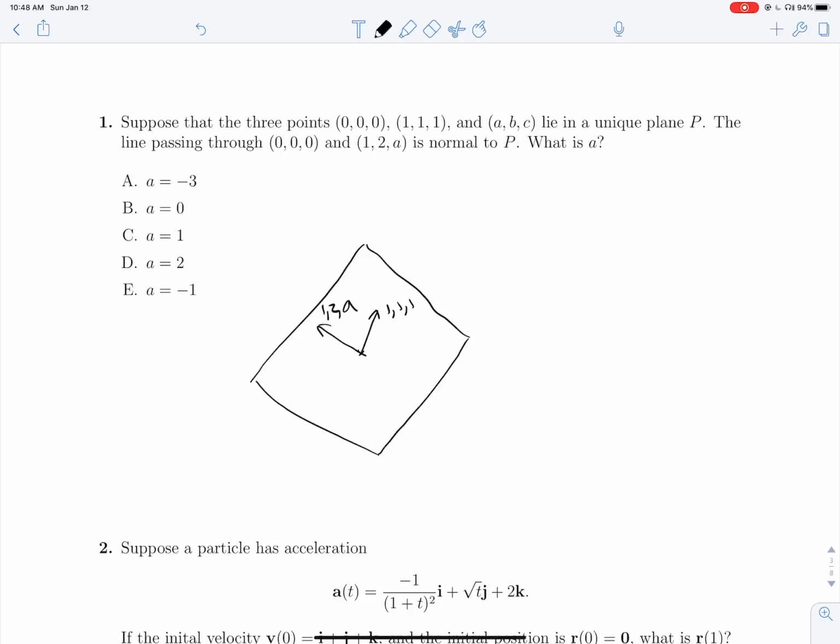Since we know that 1, 1, 1 lies within the plane, and 1, 2, a is our normal vector, we will have a 90-degree angle here. And all we need to do for this question, it's surprisingly simple, is see that the dot product of these will have to be 0. So 1, 2, a dot 1, 1, 1 has to be equal to 0. So this means that 3 plus a is 0, or a is -3.